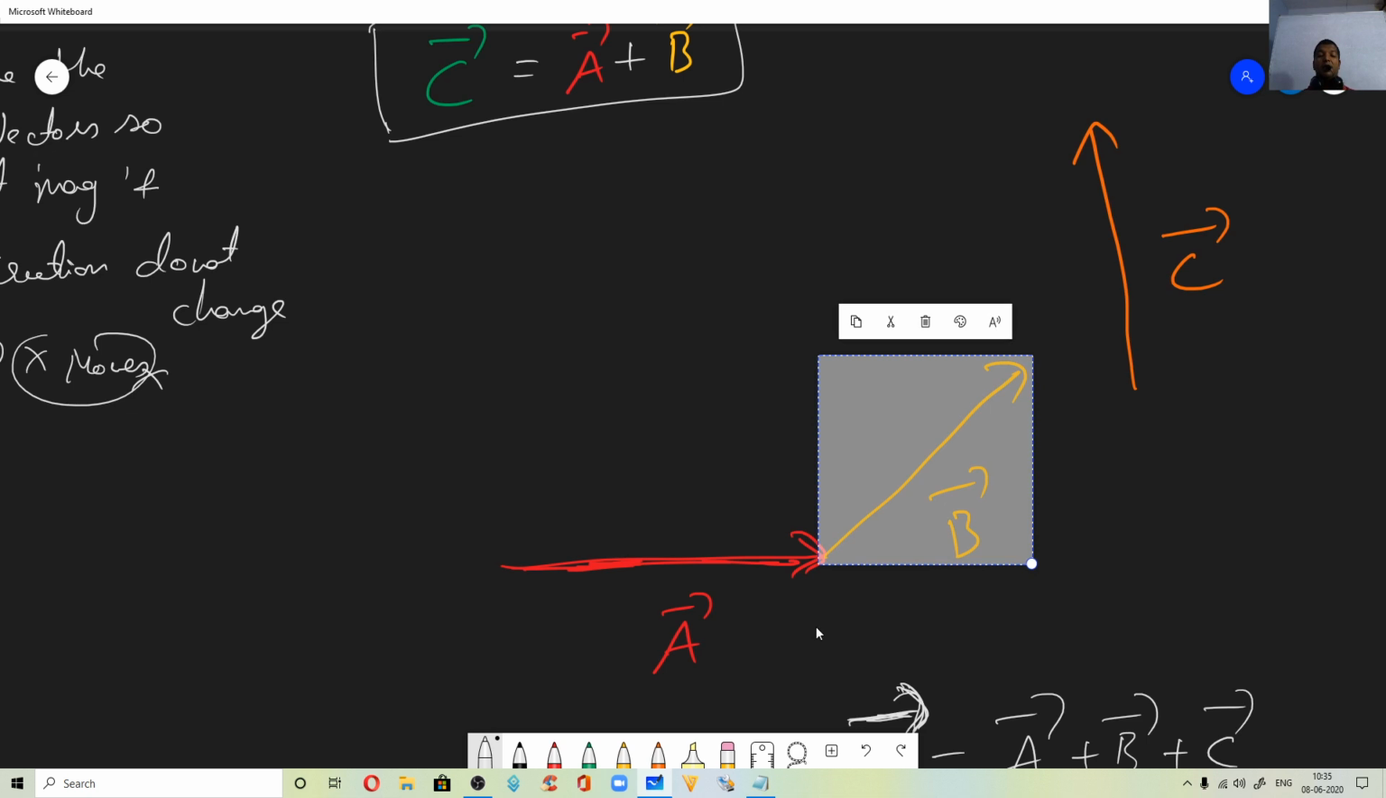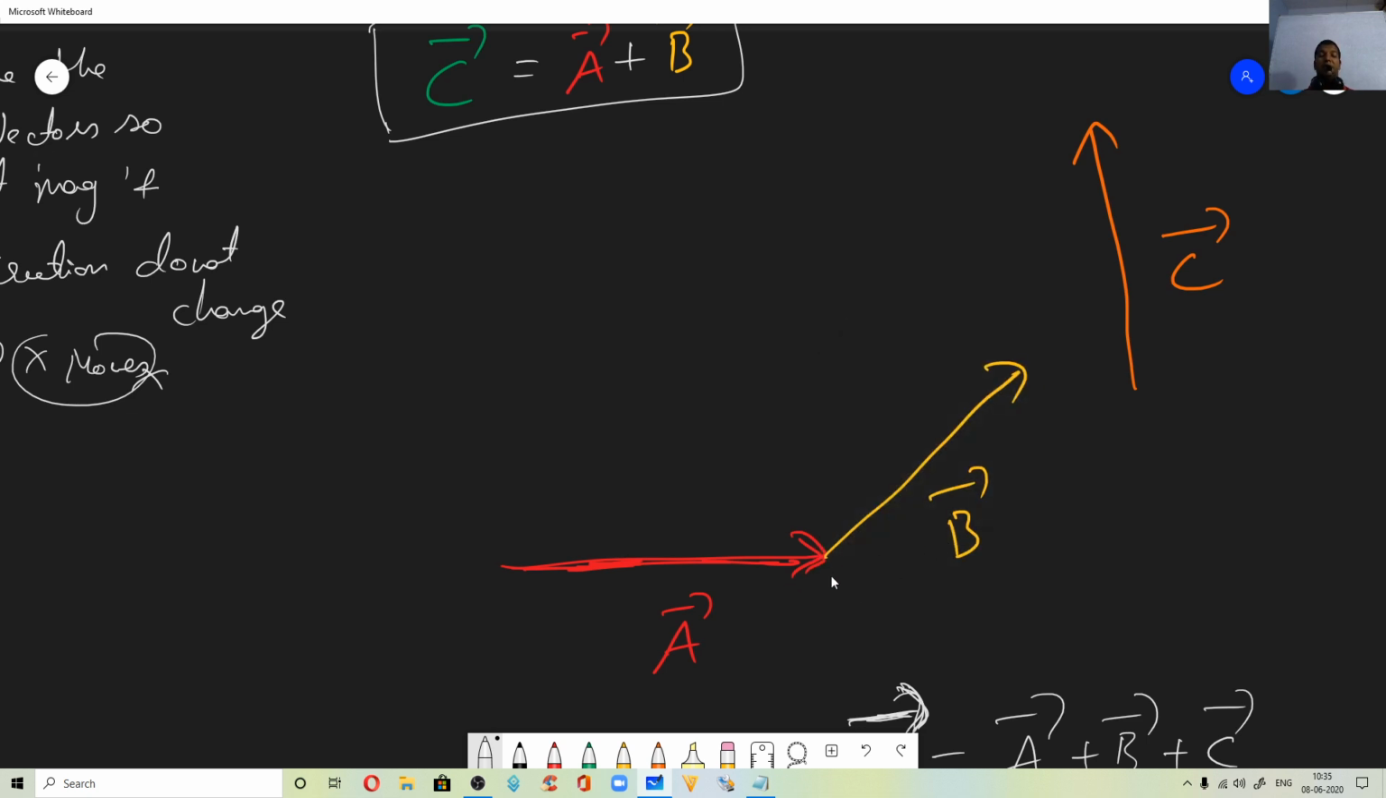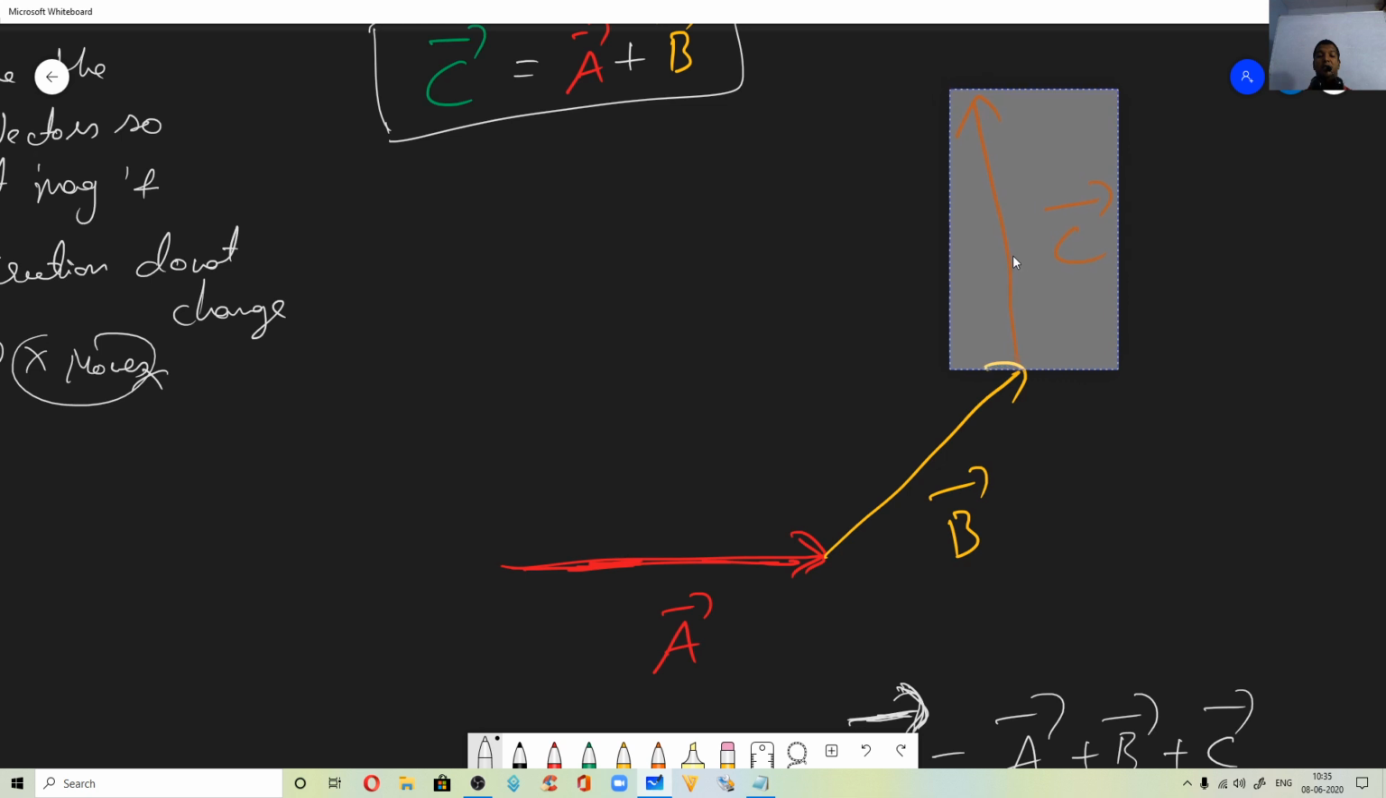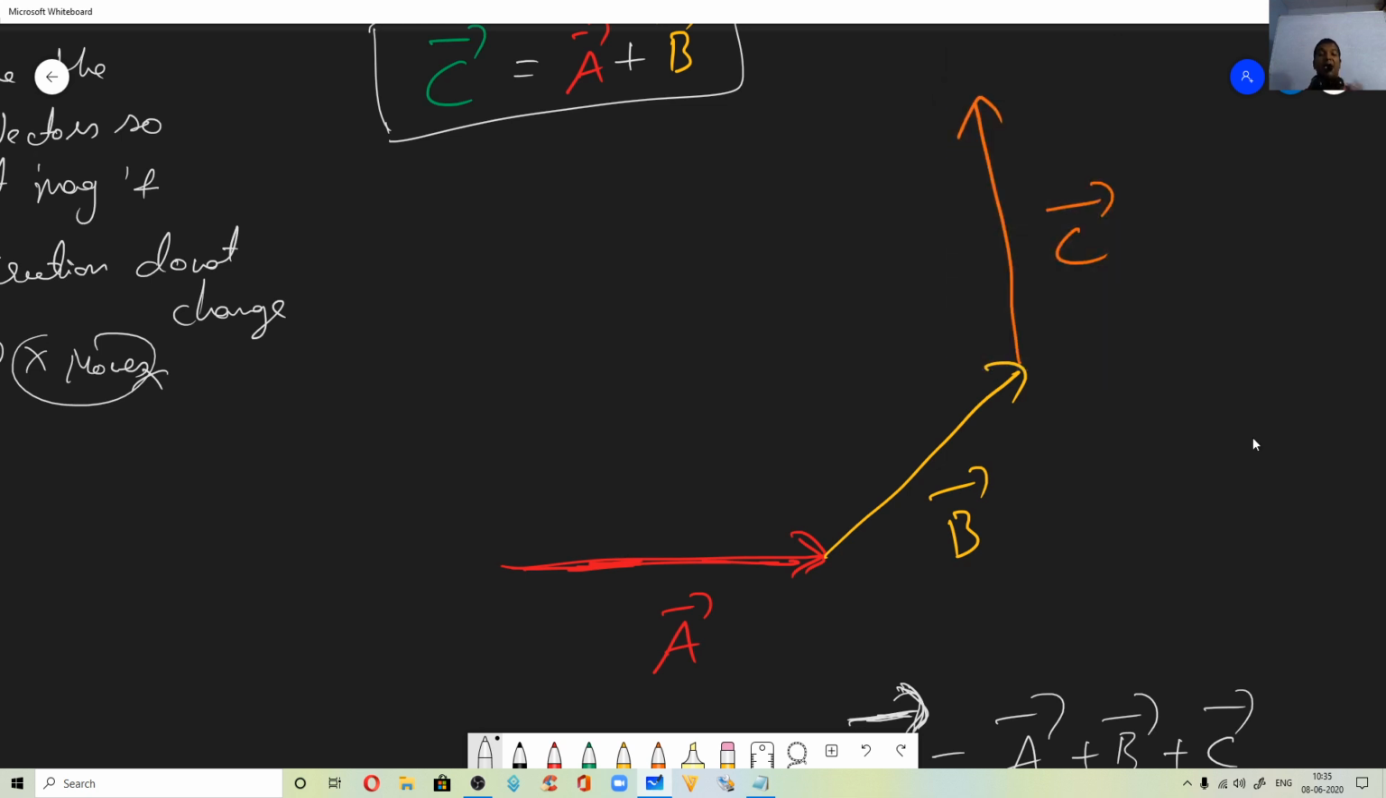Let us consider B as the second vector. Now head of A is connected to the tail of B. Head of B is connected to the tail of C. Now the resultant is given by drawing a vector from the tail of the first vector to the head of the last vector. In this case, the last vector is vector C.